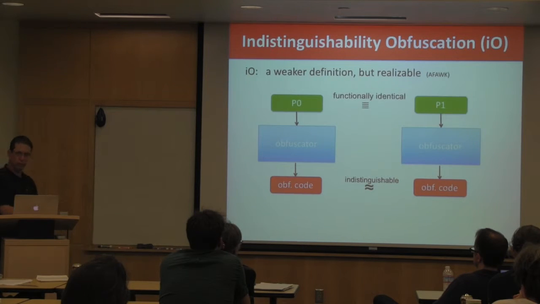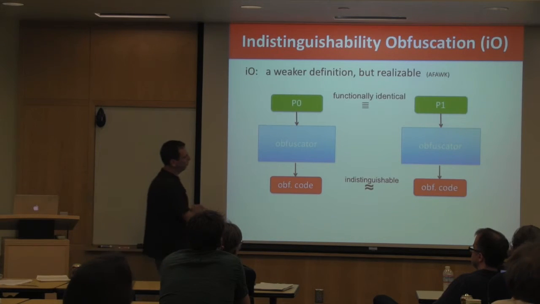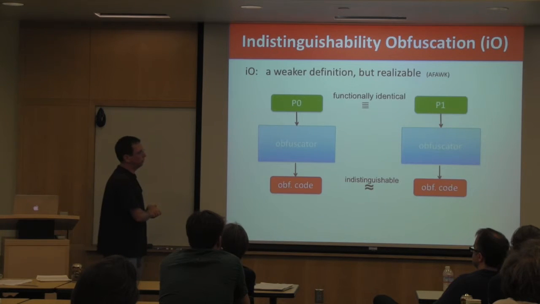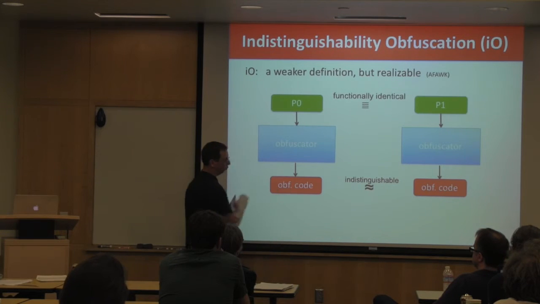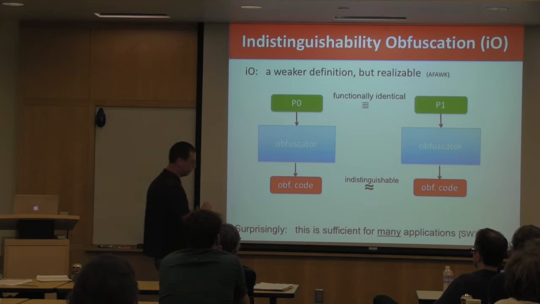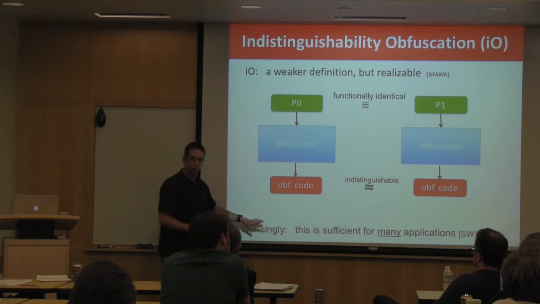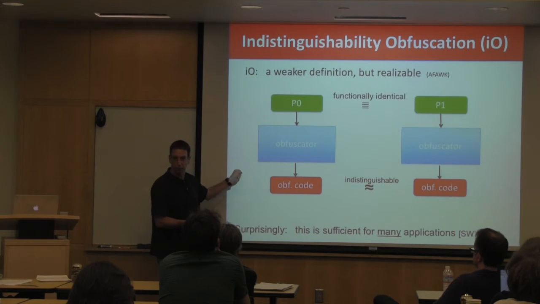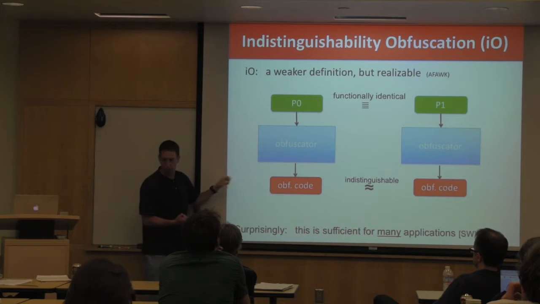If you think about it, this looks like a bizarre notion of obfuscation. How is this obfuscation at all? It's not really hiding anything. It just says you can't tell which program was obfuscated, but the programs were the same to begin with. So why does it matter that we're able to obfuscate these? Surprisingly, there's a result of Sahai and Waters and many other people since that shows that this is sufficient for most of the applications of obfuscation. Initially this looked like not that interesting a definition, but it turns out to be at the heart of everything we want to do with obfuscation.